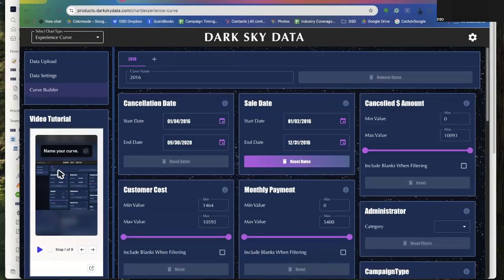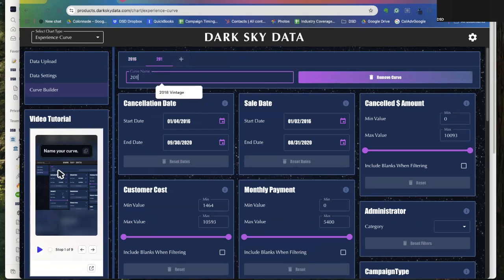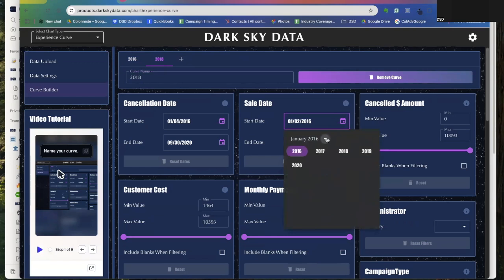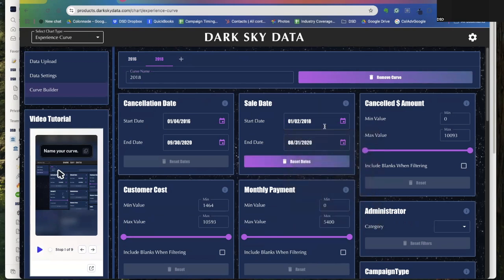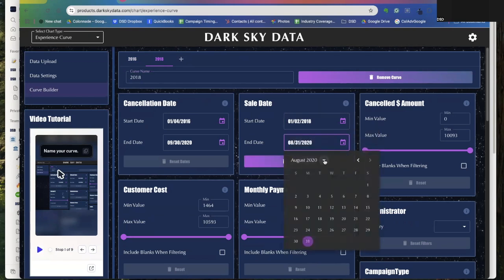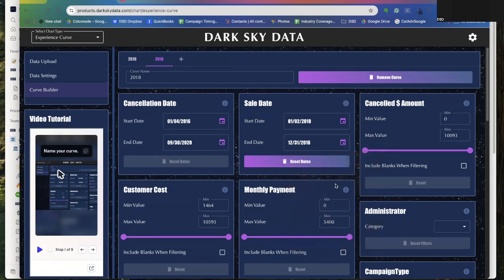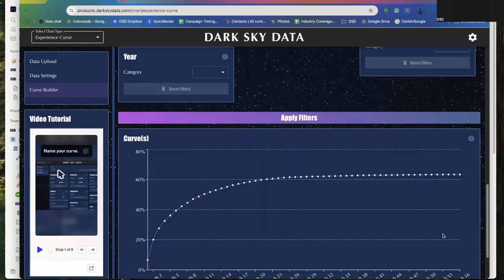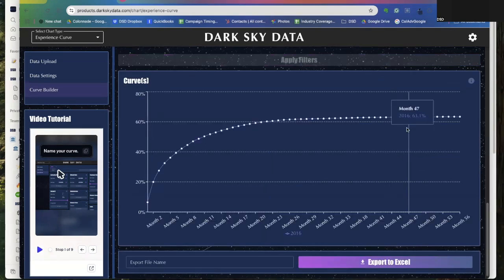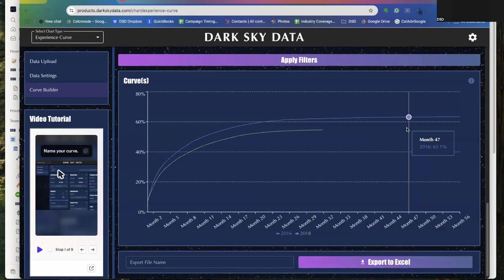Now let's look at another vintage. Let's look at 2018. So now we can compare year over year to see if the portfolio or the origination performance is improving, if cancellations are improving for the 2018 originations. So let's see if it has changed, and it has.